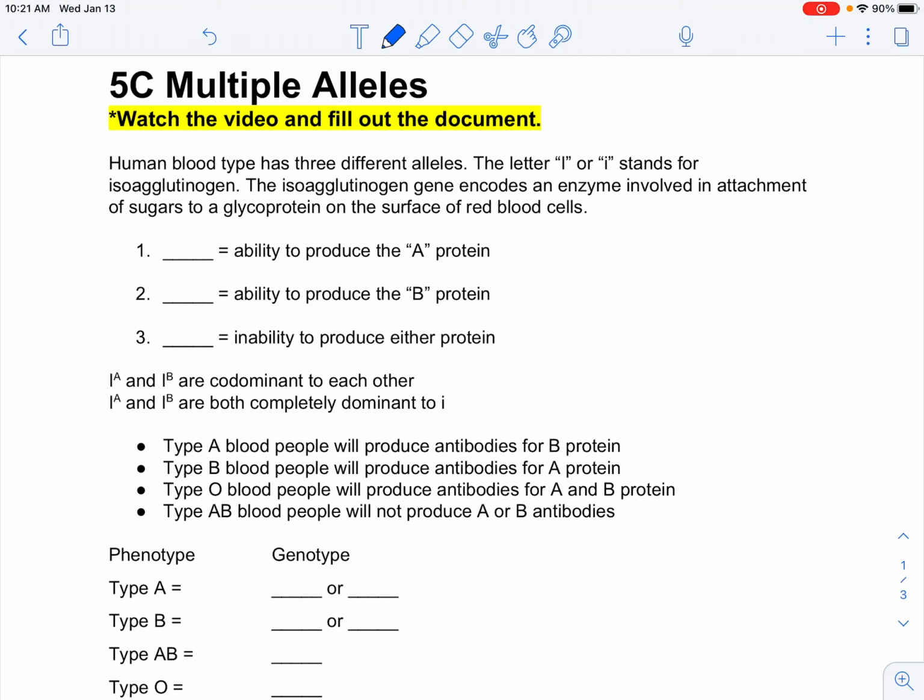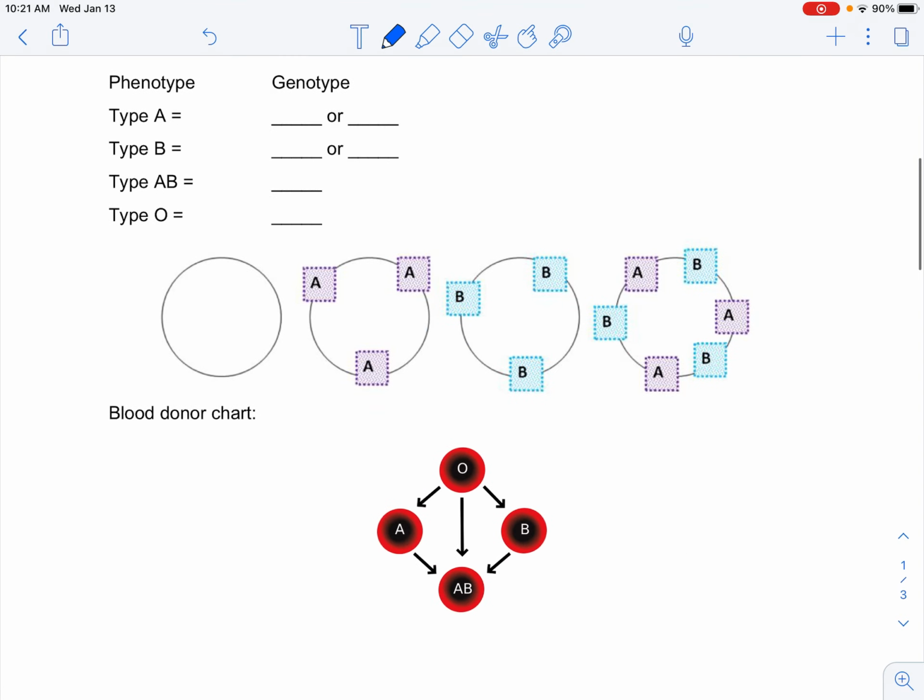Okay, so number one, the ability to produce the A protein. So on your blood, you have proteins on your blood. I'll just scroll to them here. So if the circles here are blood cells, then these represent proteins or receptor proteins that are just existing on the surface of your blood.